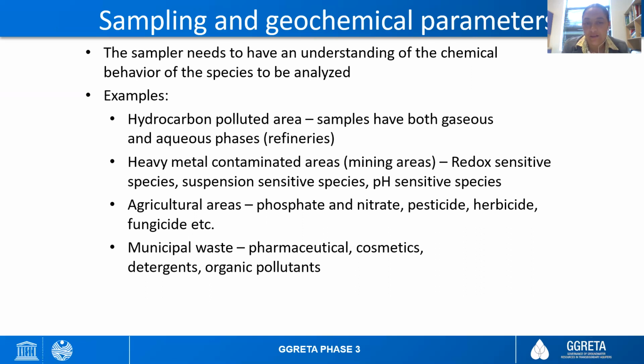In agricultural areas, you may have phosphate and nitrate, some pesticides, herbicides, and fungicides. And when you're looking at municipal waste, you have to consider pharmaceuticals, cosmetics, detergents, and organic pollutants. So all of these need to be taken into account when you are sampling, also when you are developing your monitoring network, all of these land use activities or potentially polluting activities in a particular area.